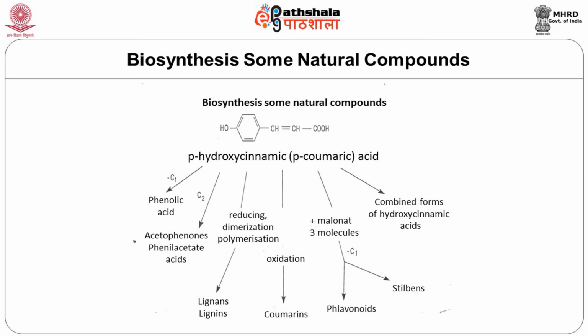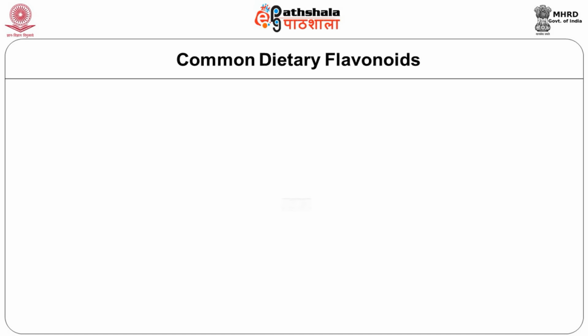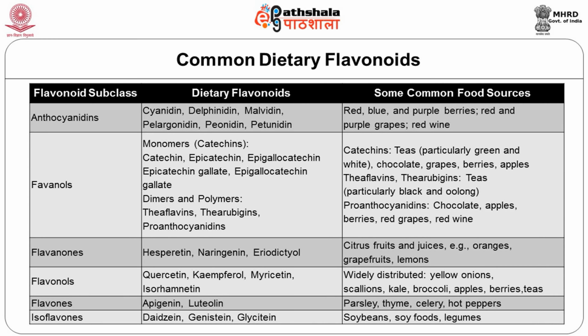So, what are the common dietary flavonoids? Now we will learn the flavonoid subclasses one by one, along with the dietary flavonoids, and we will also learn some examples of flavonoid-rich foods. For example, in the anthocyanidin group, the dietary flavonoids are cyanidin, delphinidin, malvidin, pelargonidin, peonidin, petunidin. These are the dietary flavonoids that come under this subclass. Examples of rich sources of these anthocyanins are red, blue and purple berries, red and purple grapes, and also red wine.